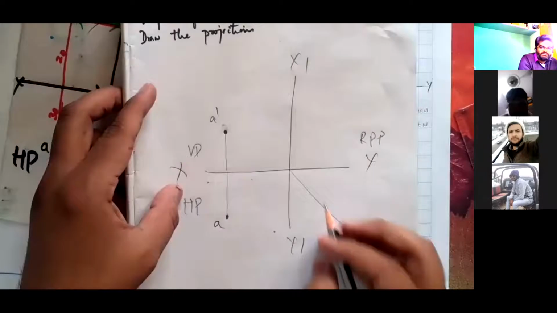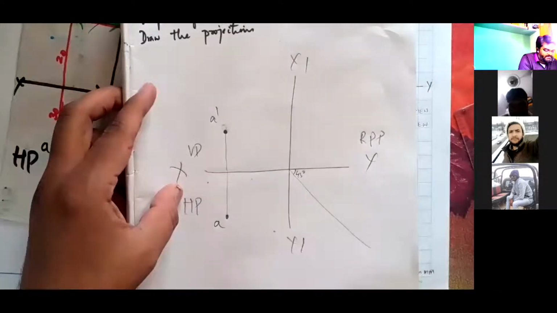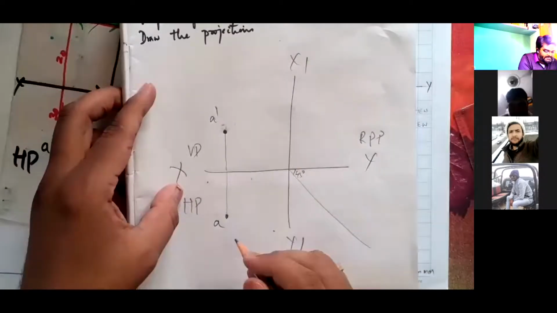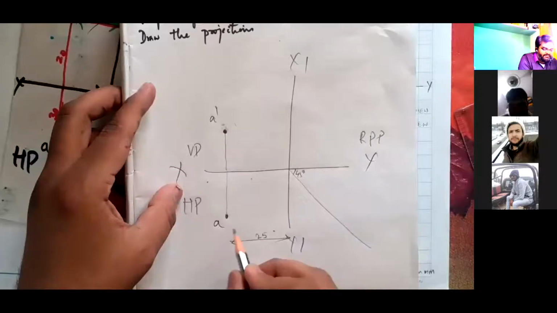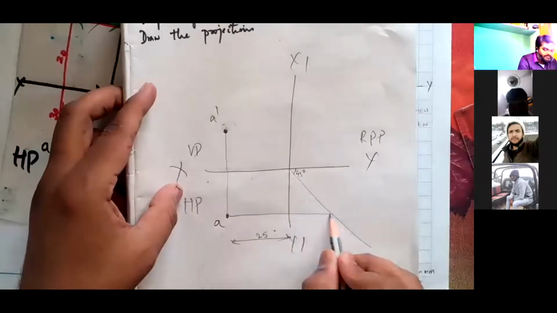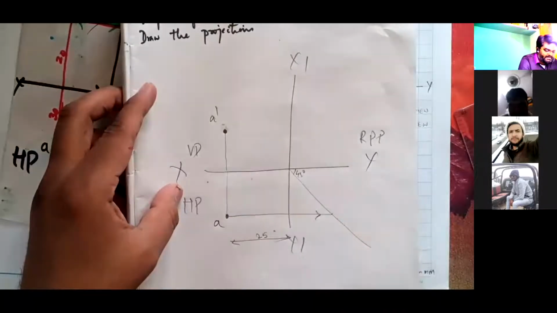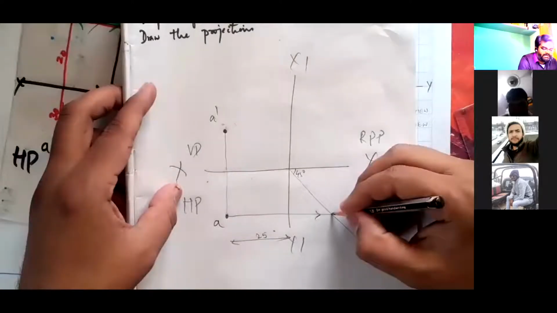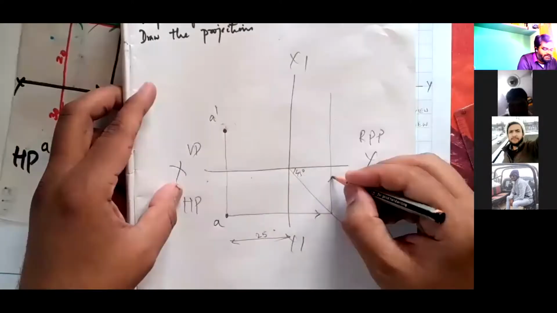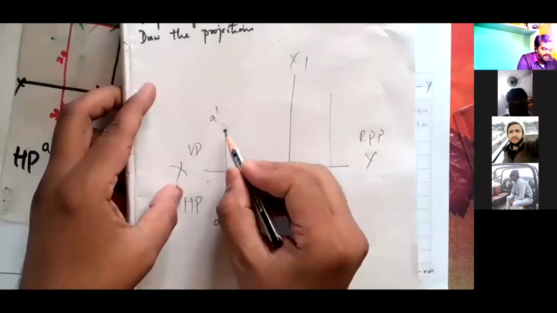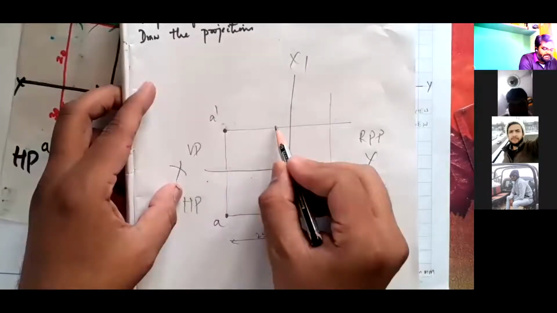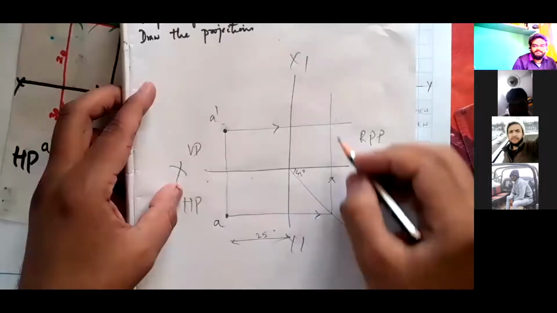As I know these two, and the distance between this projector and this line is 25 mm, given in the problem. From the top view, I am going to draw a line till it meets the 45-degree line. From here, I am going to extend it further above. I am drawing arrow marks to show you the procedure. From the front view also, I am going to draw a line till it meets this line. Where these two lines meet, that is the location of A double dash.